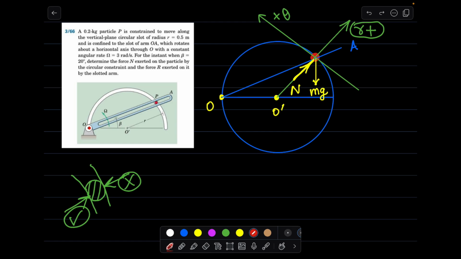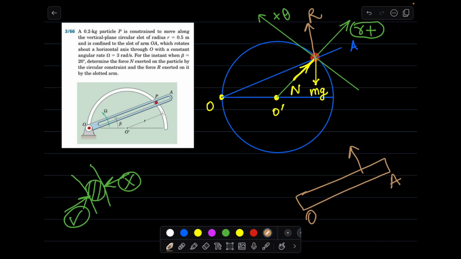Now the next question, where is R? At the beginning of this video, I informed you that R is perpendicular to the slotted arm. So where is the slotted arm? The slotted arm is O to A. Let's check where O and A are. We see O and A here, so we can make a perpendicular to this. This is R. Okay guys, so we are done with all the forces.